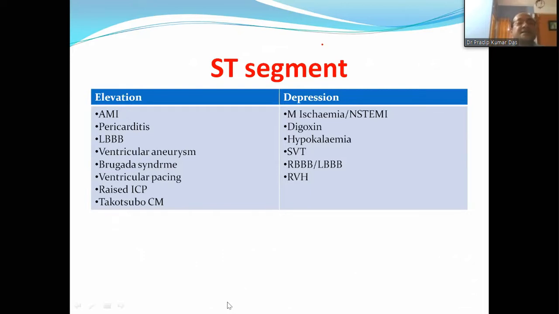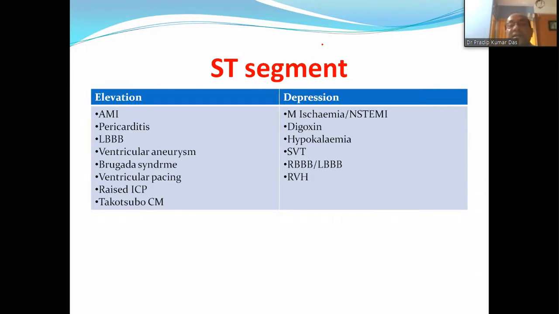Next comes the ST segment, most important for all cardiologists and CCU participants. Elevation of the ST segment, as we all know, occurs in acute myocardial infarction, pericarditis, left bundle branch block, ventricular aneurysm, Brugada syndrome, ventricular pacing, raised intracranial pressure, and Takotsubo cardiomyopathy. Depression is most commonly seen in myocardial ischemia, non-ST elevation MI, digoxin toxicity, hypokalemia, supraventricular tachycardia, and right bundle branch block.